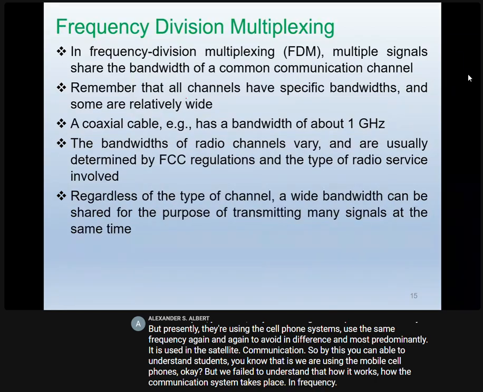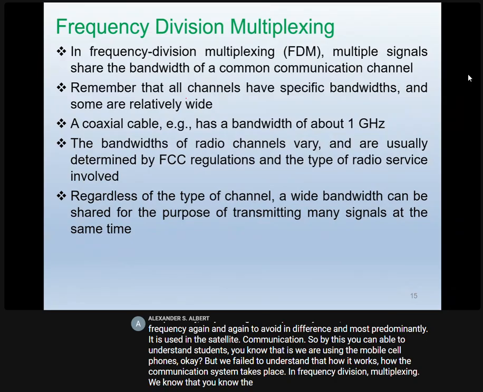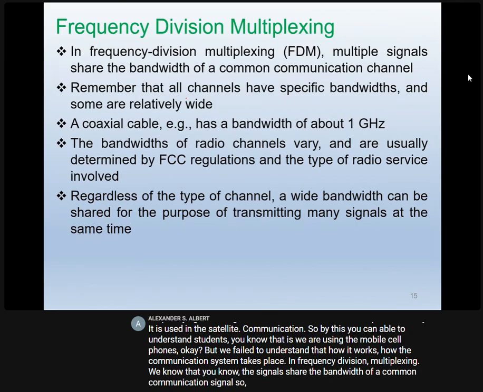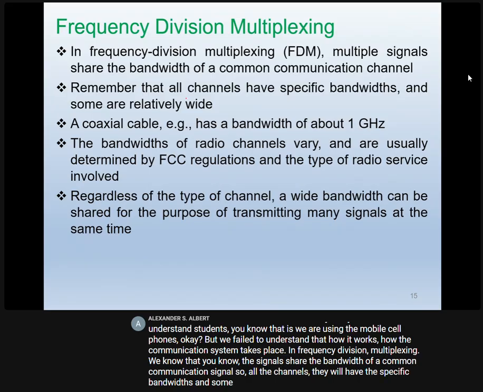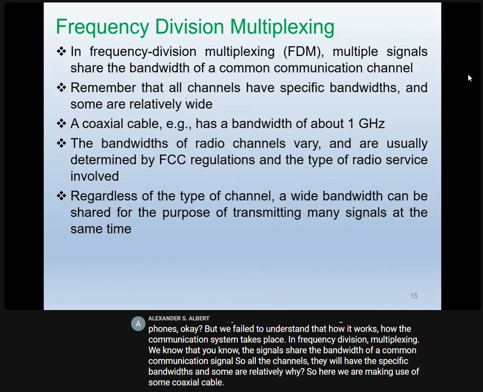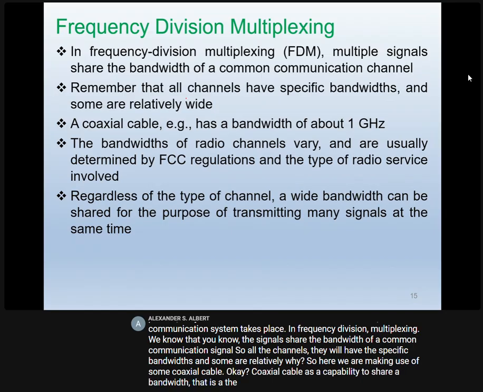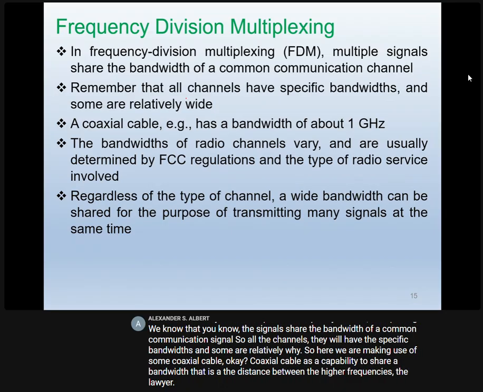In frequency division multiplexing, we know that the signals share the bandwidth of a common communication signal. All the channels have specific bandwidths, and some are relatively wide. Here we are making use of some coaxial cable. Coaxial cable has the capability to share a bandwidth, that is, the distance between the higher frequency and the lower frequency will be 1 gigahertz.